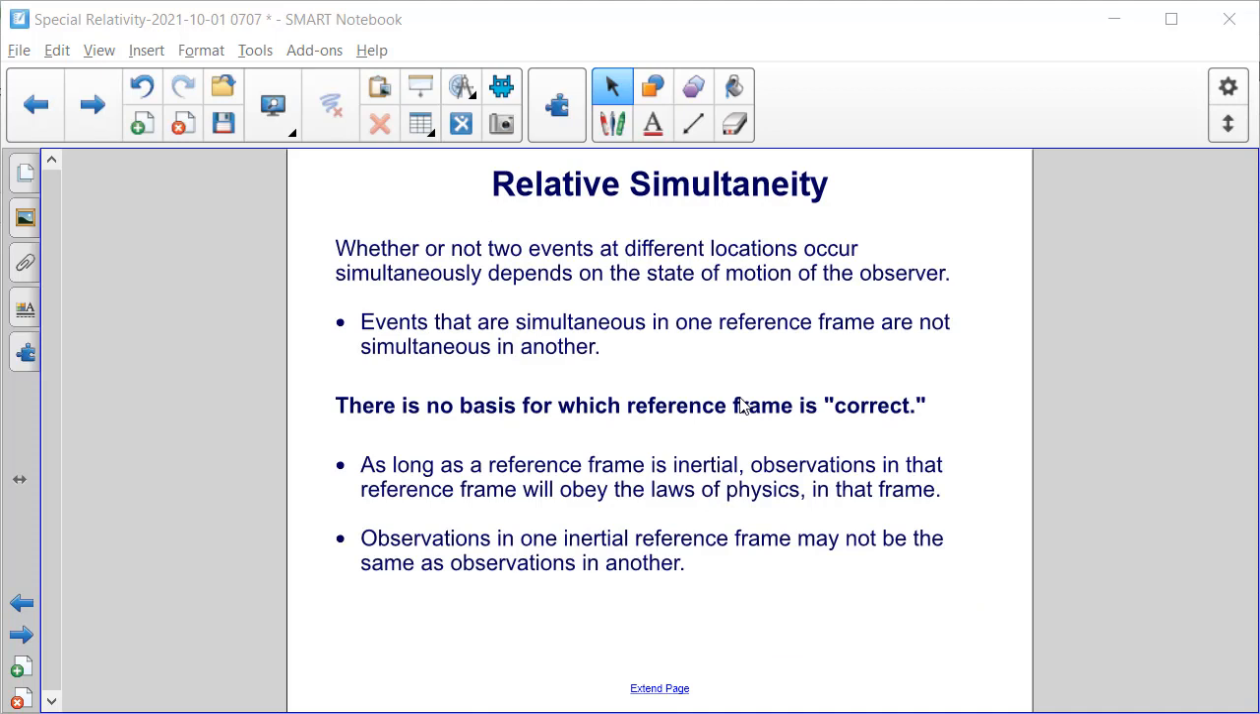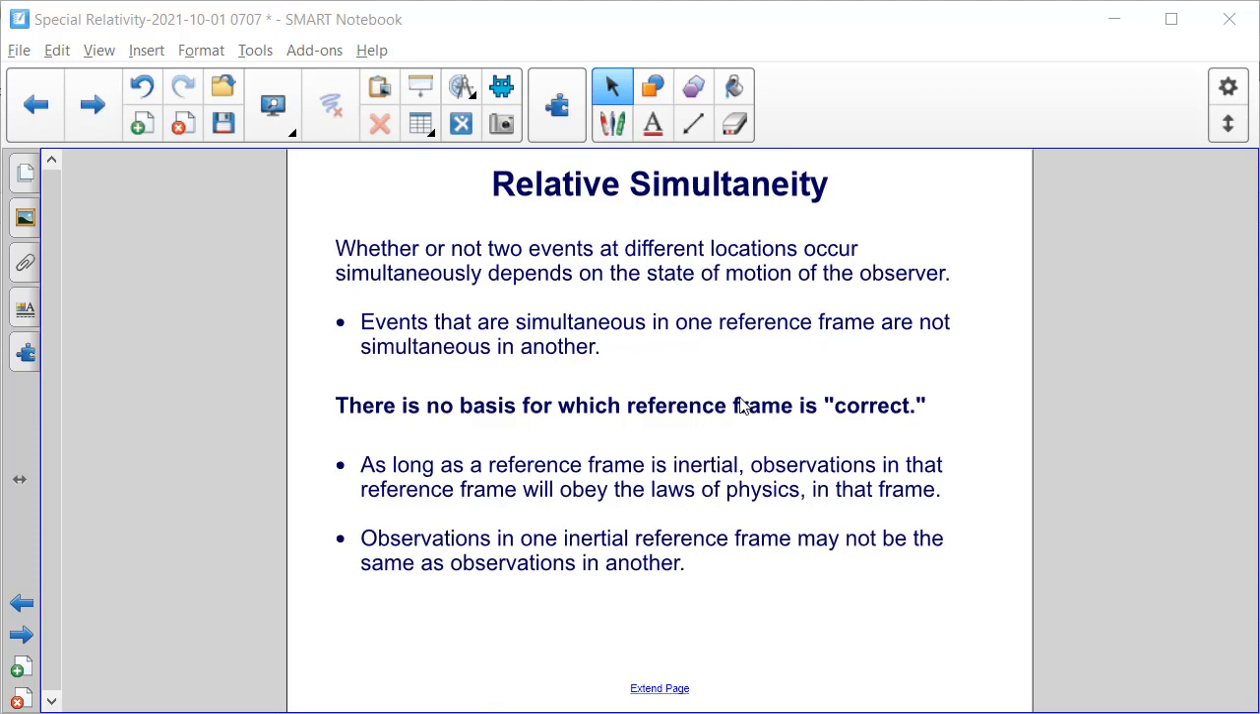Whether or not two events at different locations occur simultaneously depends on the state of motion of the observer. Events that are simultaneous in one reference frame, such as the frame of reference of the stationary observer on the train, are not necessarily simultaneous in another. In this case, the frame of reference of the observer sitting on the stationary platform watching the train go by.